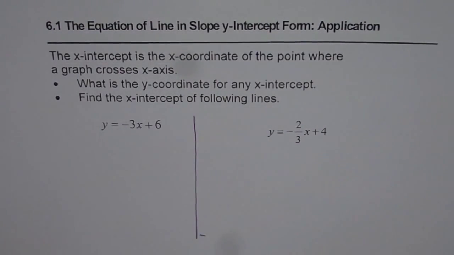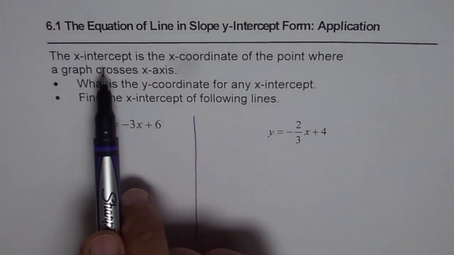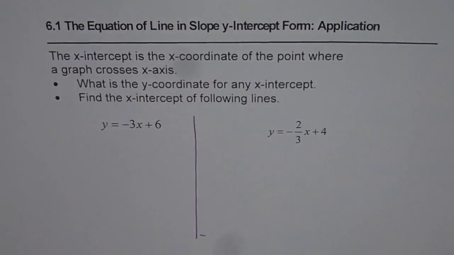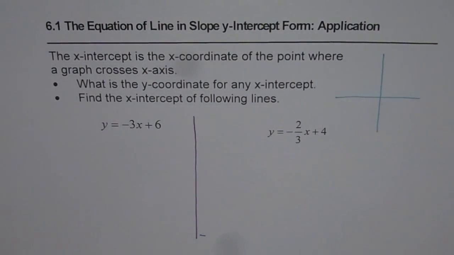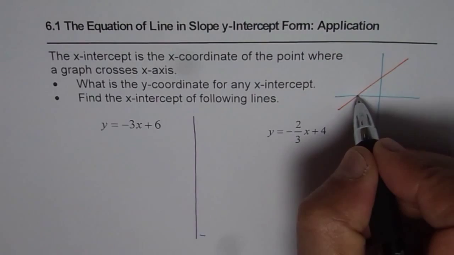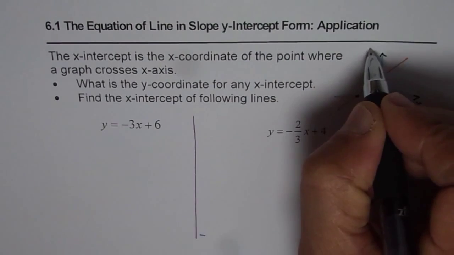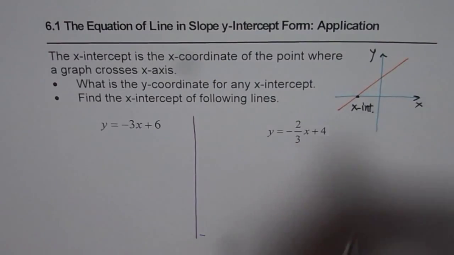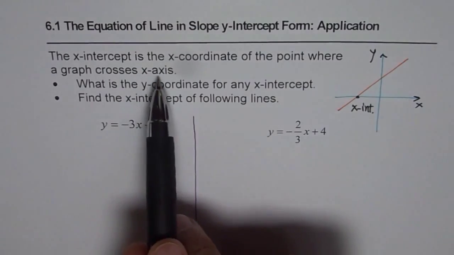So here is how I will answer this question. First part is the definition of x-intercept. It's a point where the line crosses the x-axis. So if I have a graph of a line, let us say that's the coordinate system, and if I have a line like this, for example, then the x-intercept is this point where the line crosses the x-axis. This is the x-axis and that is the y-axis. So this is the x-intercept. The x-intercept is the coordinate of the point where the graph crosses the x-axis.